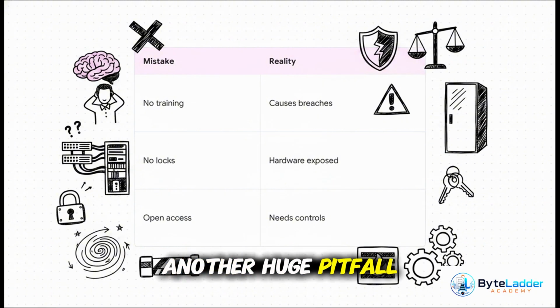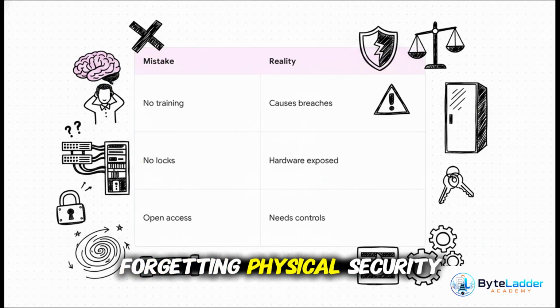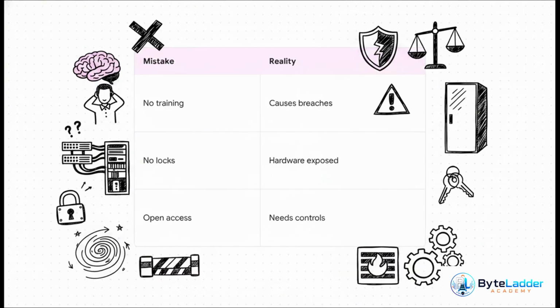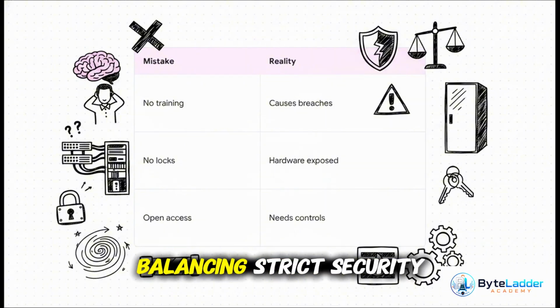Another huge pitfall? Focusing entirely on external hackers while totally forgetting that insider mistakes are a massive risk. Organizations also slip up by using great encryption, but then handing out the decryption key to way too many people, basically oversharing access. And finally, forgetting physical security and ignoring employee training, those are basically surefire ways to invite a breach. Good defense means balancing strict security with authorized usability.